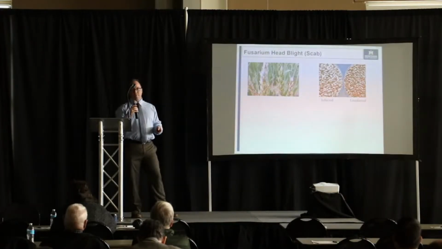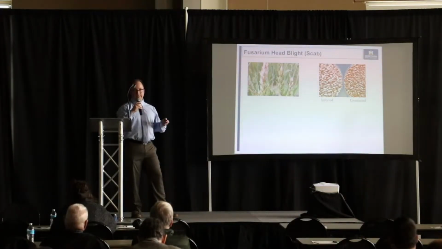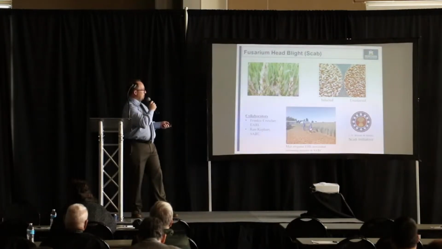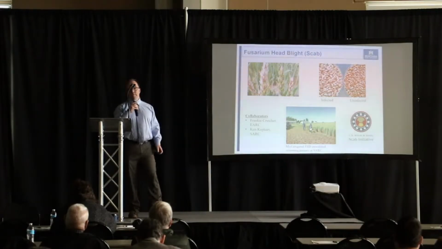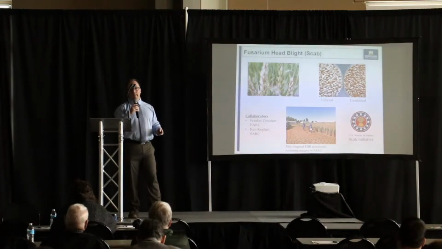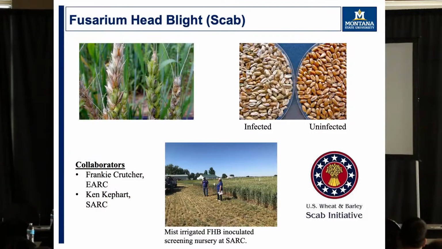So moving on, as I mentioned, we're starting to focus on Fusarium head blight resistant varieties more. And this is being supported by the U.S. Wheat and Barley Scab Initiative. The biggest thing they're supporting is screening nurseries, where we send our experimental lines to locations that are mist irrigated and inoculated with FHB, and then we use these screening nurseries to identify lines that have lower FHB incidence and lower DON levels within these varieties.